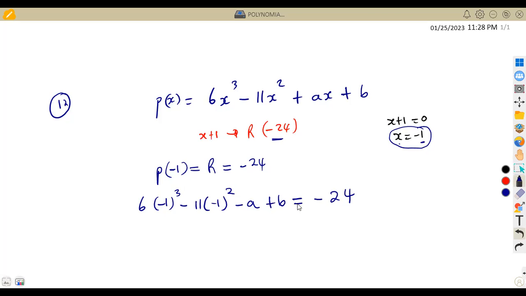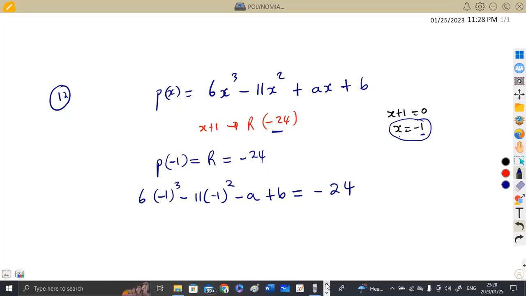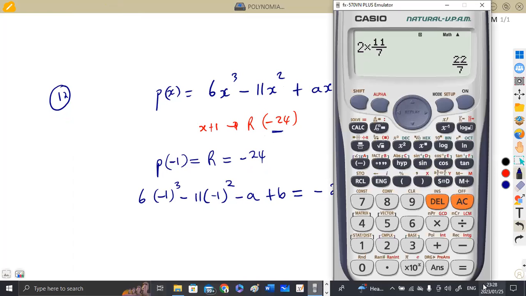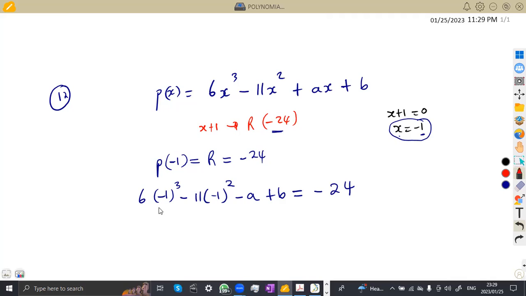Let me just try and share the whole of the screen so that I can use the calculator here. If we are to substitute this into our calculator, I'm going to simplify this part: just combine on the left-hand side this part here and this part.